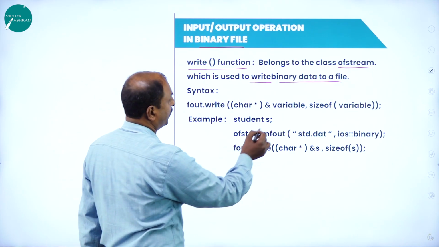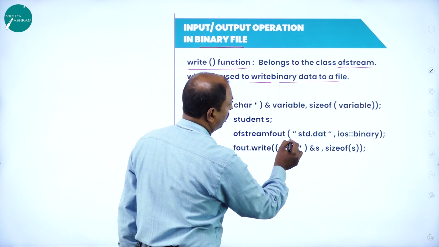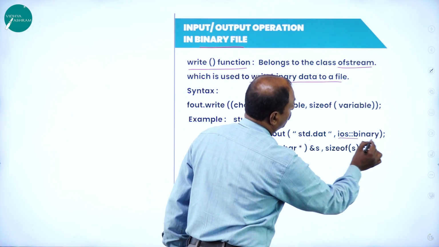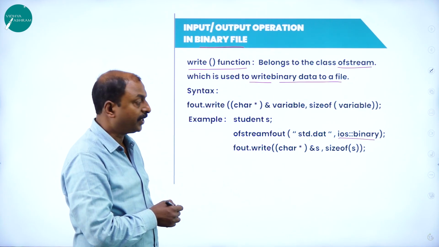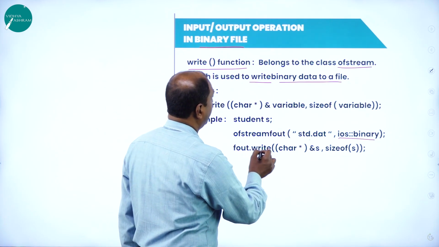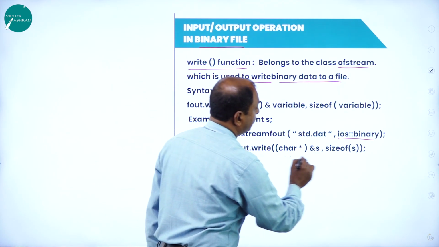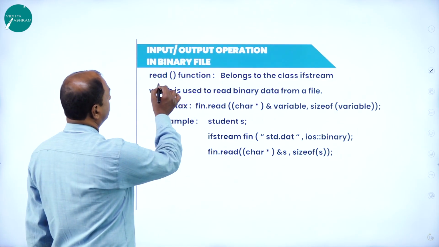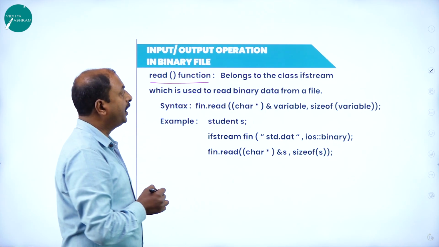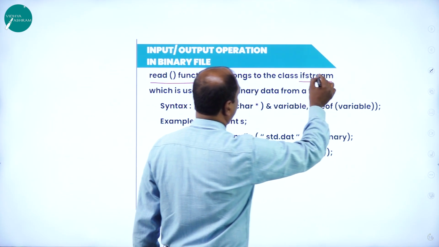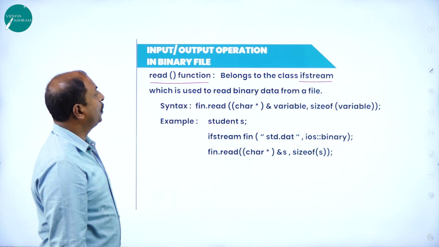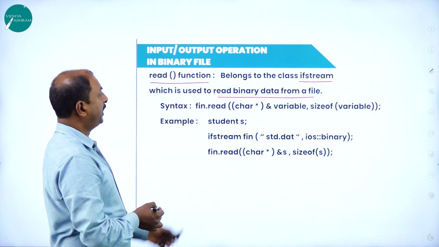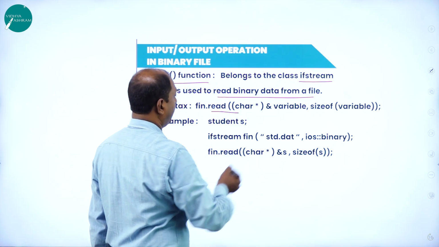Here, for example, student s; ofstream fout equals to std.dat, which is a file, and this is the mode of operation that you have seen in our previous slide. And fout.write is the write function, and this is its syntax. Next one is the read function. It belongs to the class ifstream. ifstream stands for input operation, used to read binary data from a file. And here the syntax is fin.read.